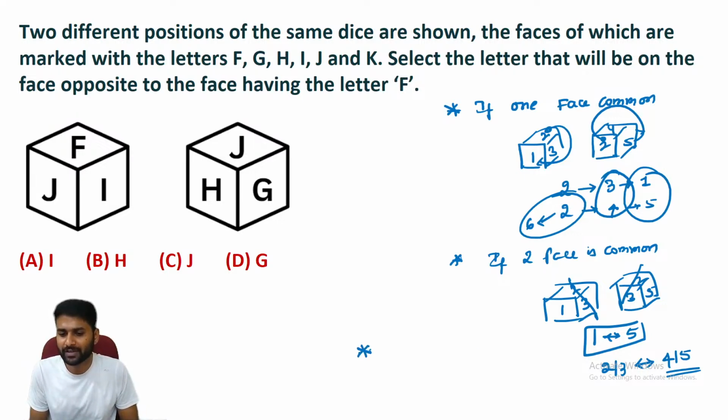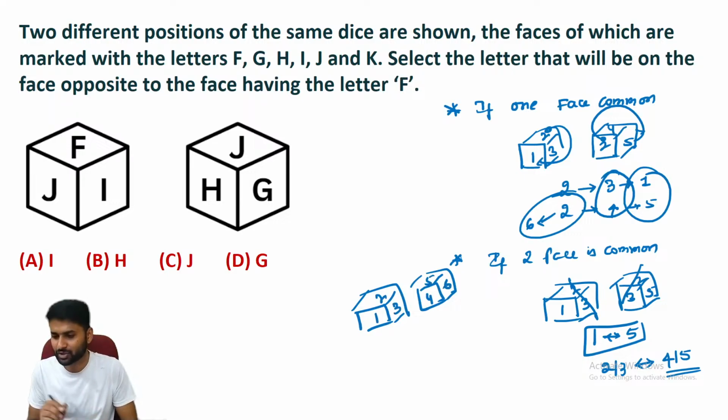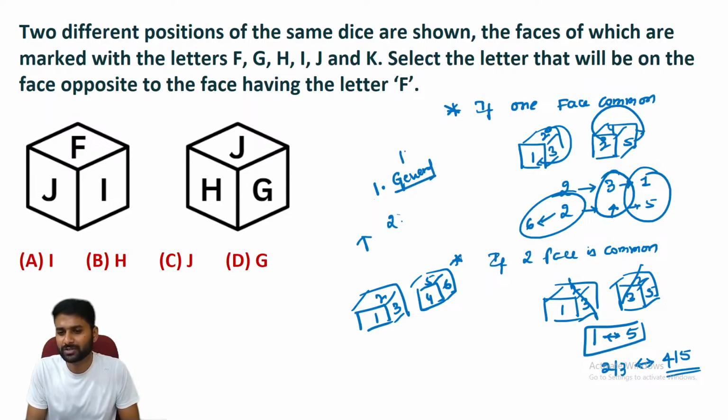If no face is common, guys, again you have to know the concept, then only you can solve it. Now let's take this info. 1, 2, 3, 4, 5, 6. There is no face common. Now if no face is common, identify what kind of dice these are. There are two possibilities here. Either one is a general die. So what is the concept of a general die?